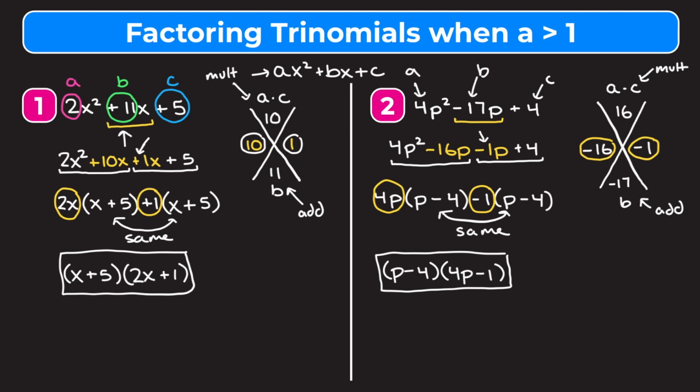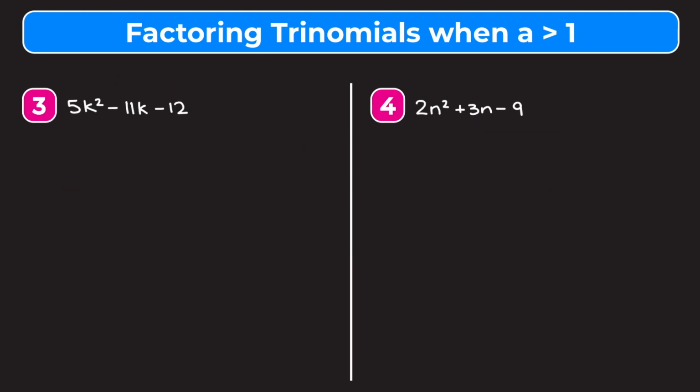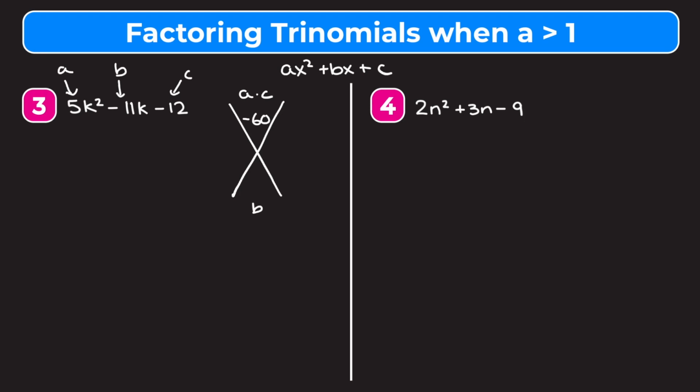Let's go over some more examples. So we're going to take a look at examples 3 and 4, but first I'm just going to write this ax squared plus bx plus c in case we're forgetting what a, b, and c are. So we're going to start by drawing our x for number 3. Up top we're going to have a times c. Remember, this is our a value and this is our c value. So you have 5 times negative 12, which is negative 60. And down here we're going to have b, which is just going to be negative 11.